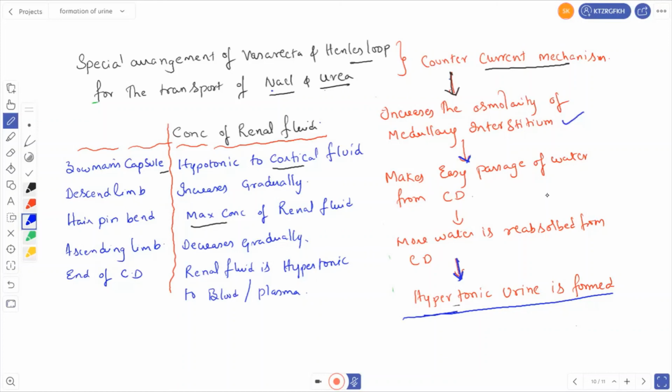Now let us see the concentration of renal fluid. The Bowman's capsule is hypotonic to the cortical fluid, that means the concentration of renal fluid in the Bowman's capsule is less than the concentration of cortical fluid. Then in the descending limb, the concentration increases gradually as water is reabsorbed. In the hairpin bend, maximum concentration of renal fluid occurs. In the ascending limb, it decreases gradually as the salts are reabsorbed and water is present. At the end of the collecting duct, renal fluid is hypotonic to blood and plasma because more water is reabsorbed from the collecting duct. So this completes the countercurrent mechanism.